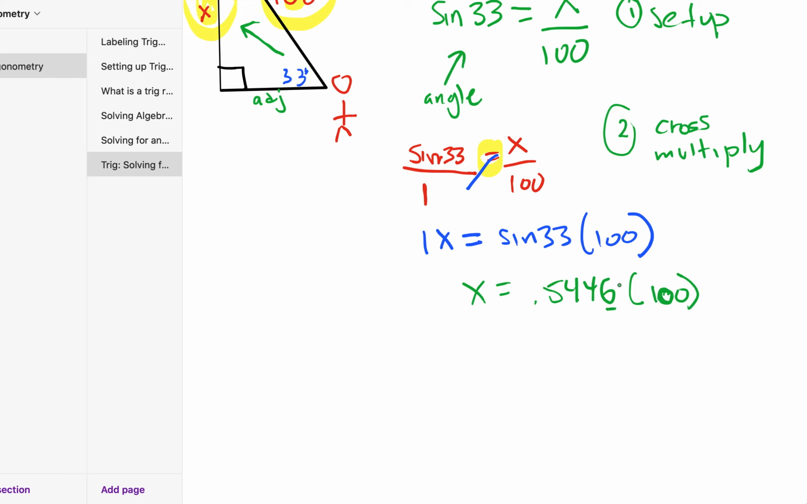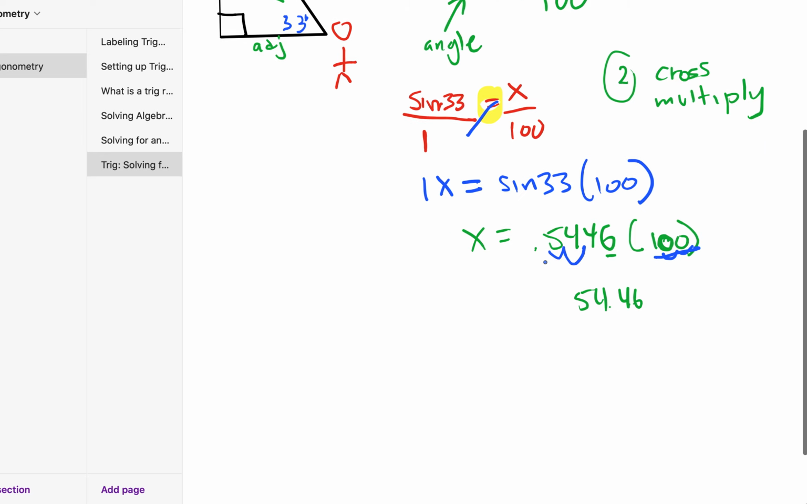You could round this one. I would if I were doing this just to be more accurate, but it's probably not too significant unless you're using really big numbers. So when we multiply, we get 54.46. Or a shortcut is when you multiply by 100, you're moving the decimal twice. So you can move the decimal over twice to get 54.46.